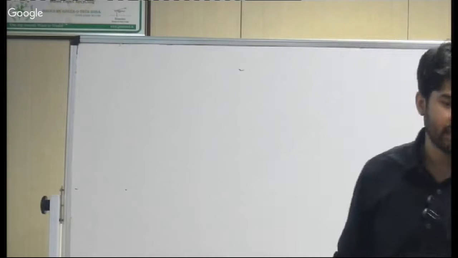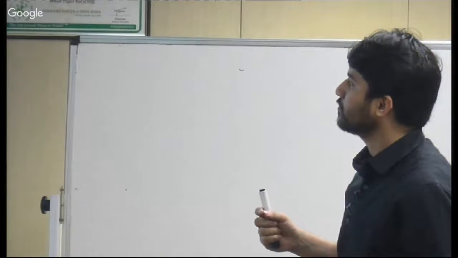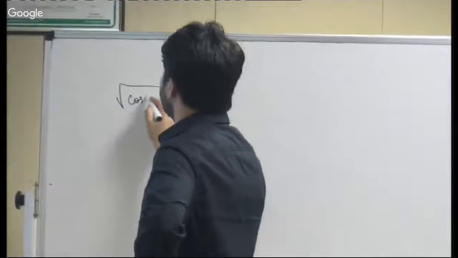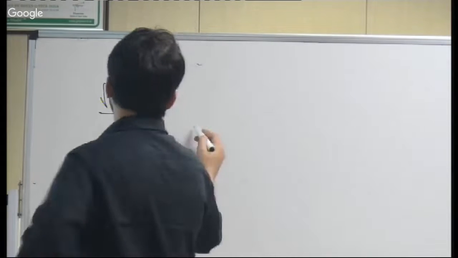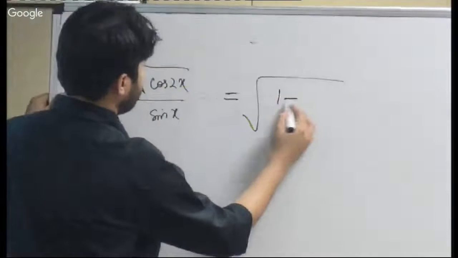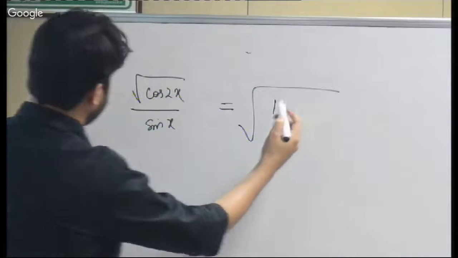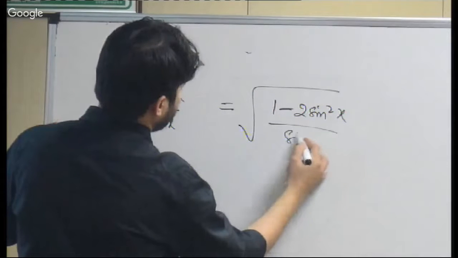Scan 5. Yeah, you can ask me the question. Okay, what is the question? Root cos 2x upon sin x. I can make this as 1 minus sin square x upon sin x.